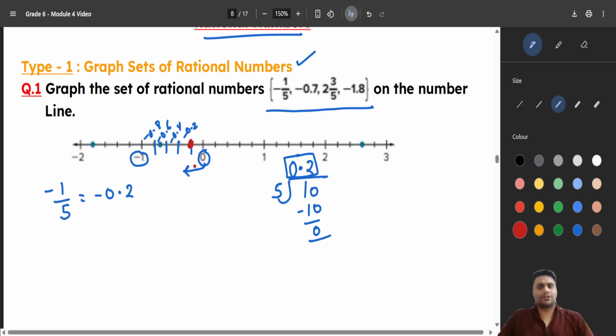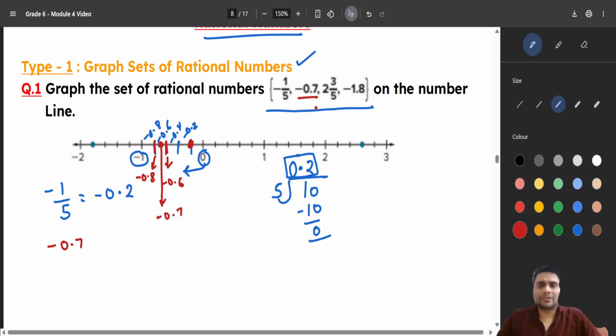Okay, this one, understood? Next, the next number is minus 0.7. Minus 0.7. If you will check the graph, this line here and this line here, this is minus 0.6 and this is minus 0.8. Now in the middle of 0.6 and 0.8 I will get 0.7, correct? So this here, this is my minus 0.7.